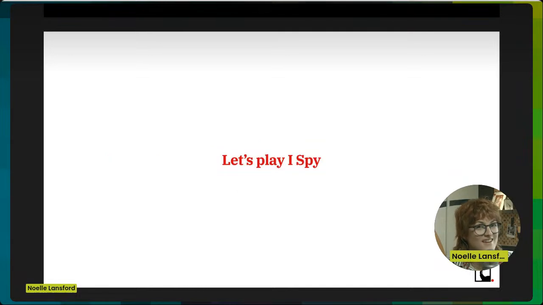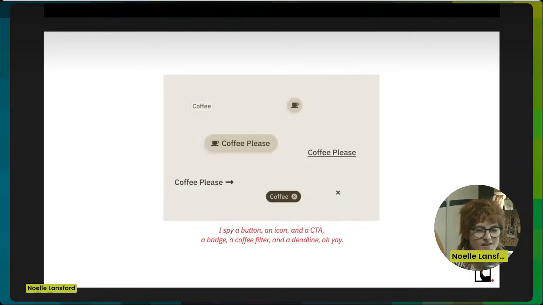So all of this to say, let's play I Spy again, but this time it's going to be design system themed. All right, here is our poem. Get ready. I spy a button, an icon, and a CTA, a badge, a coffee filter, and a deadline. Oh, yay. Oh, man, I bet everybody would have a different answer as to which thing's the CTA, which thing might be the badge. Coffee filter, what's that? We all know what the deadline is, so let's figure out our vocabulary real quick so we can meet the deadline, right?